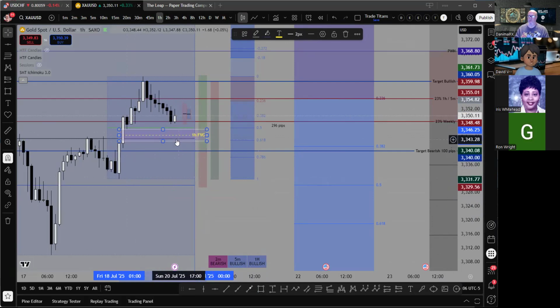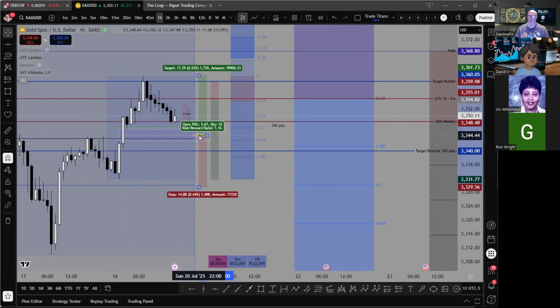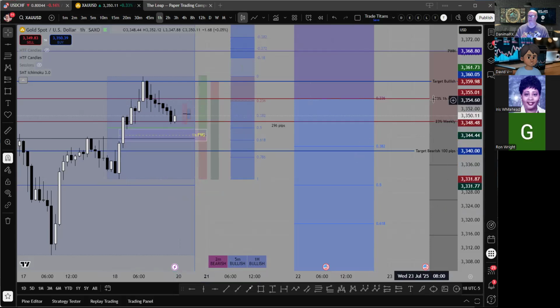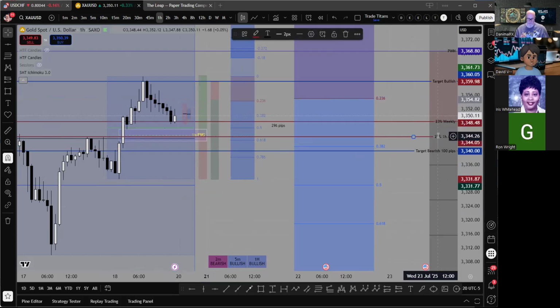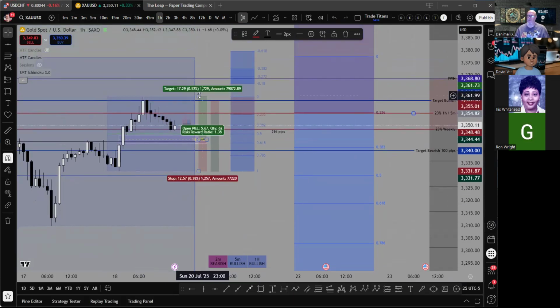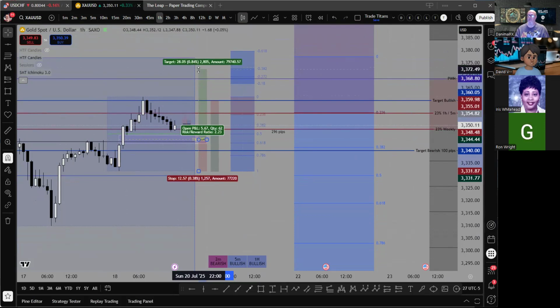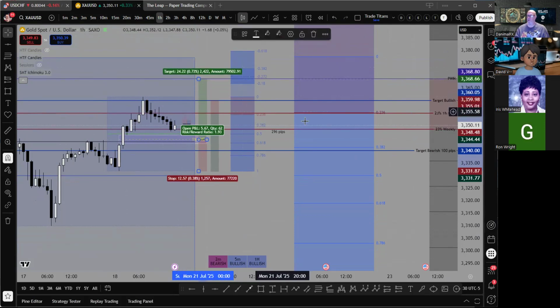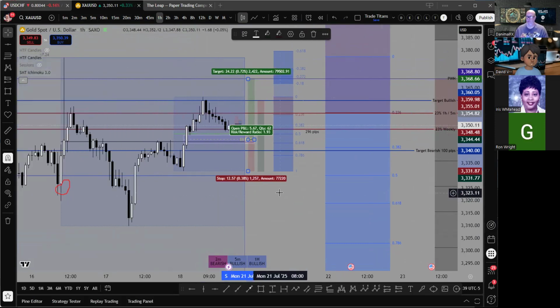So I'd be at least looking for an entry somewhere within here, 50% of that, and then I'd be taking the low of that. And then I can take profit to the extensions, which is right there, the previous weekly high, which is where my target is set. I'm really looking for price to come back and touch the previous weekly high.